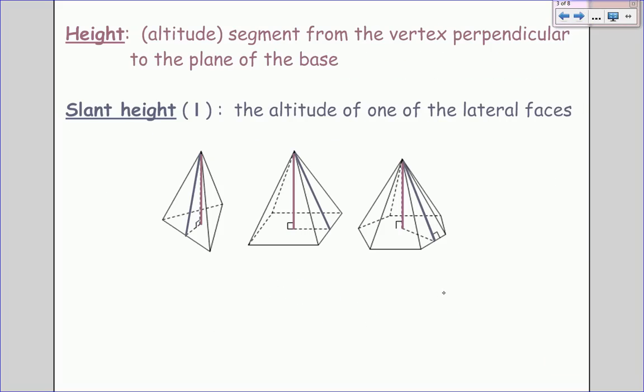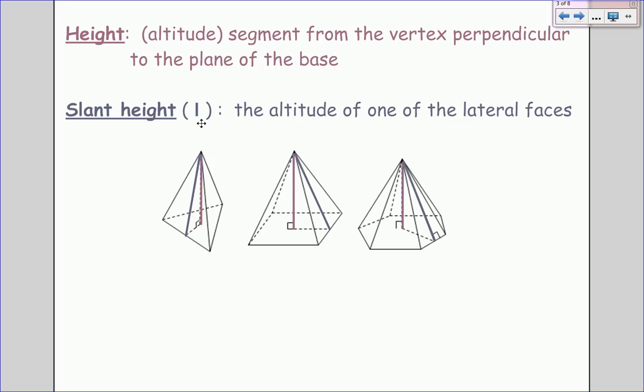The height of the pyramid is the segment from the vertex perpendicular to the plane of the base. In other words, it goes from the vertex straight down to the middle of the base, and it makes a 90-degree angle with the base. So you can see the purple line is the height or the altitude of the pyramid.